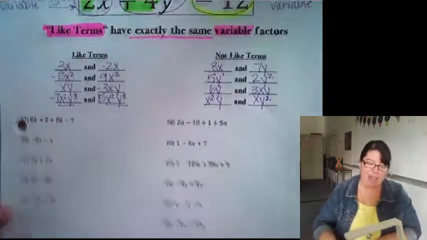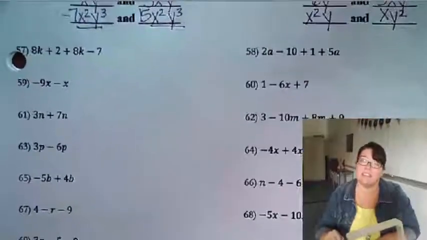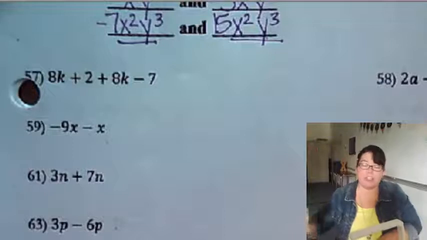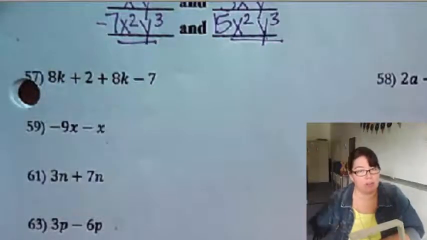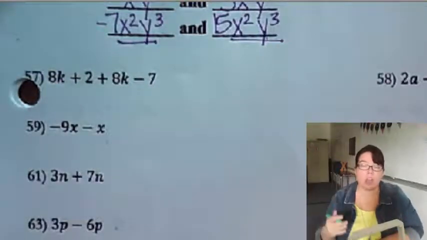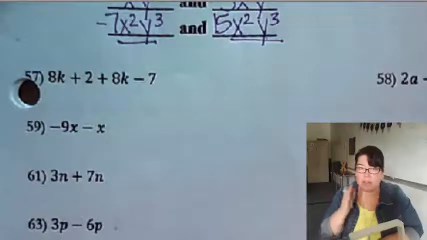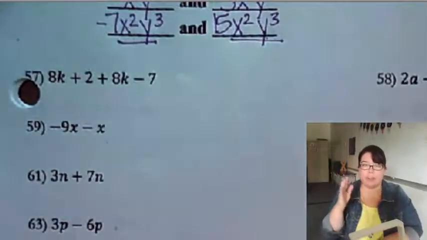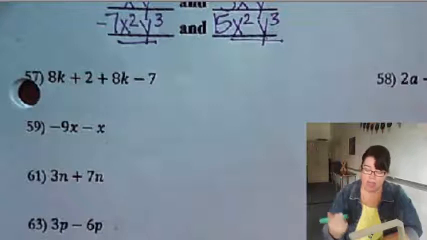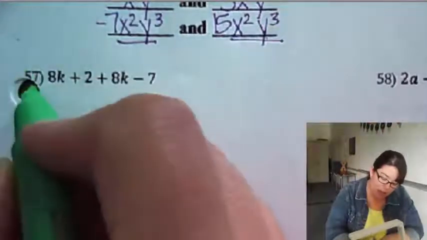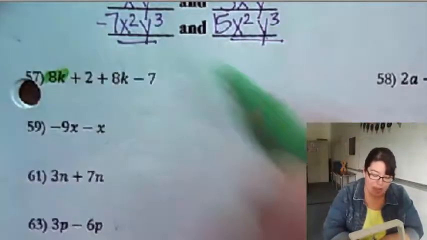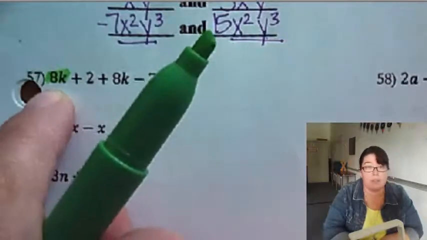Let's take a look at number 57. The first thing that you're going to do when you are combining like terms is you're going to color code them, and this will really come in handy with helping you to see where the different terms are, okay? So we're going to start at the left and we're going to highlight the first term. This is a coefficient with a variable of k.